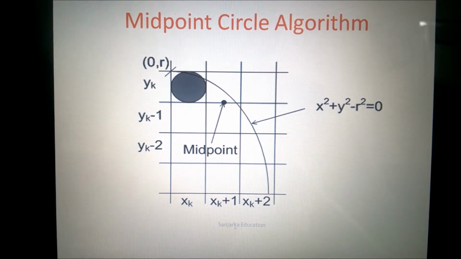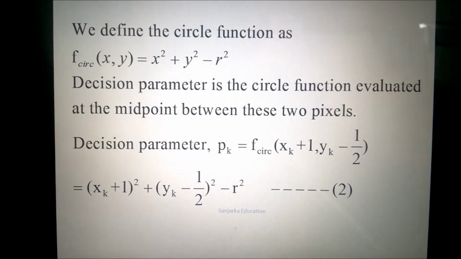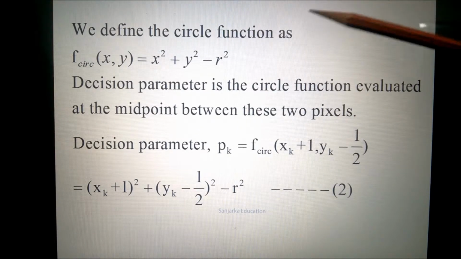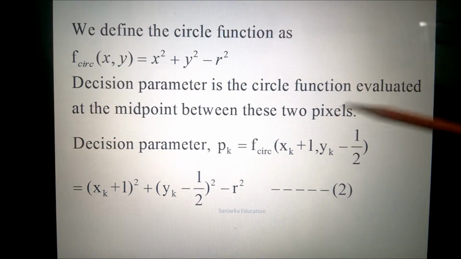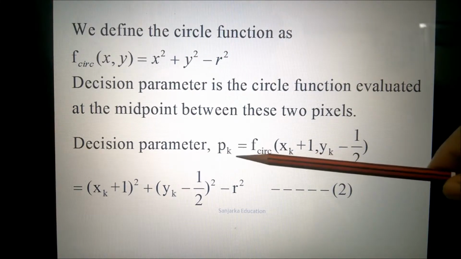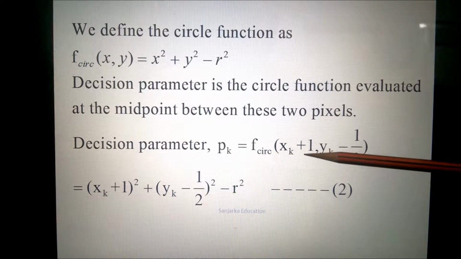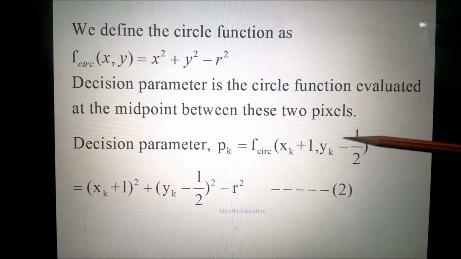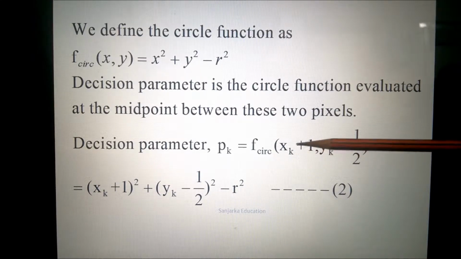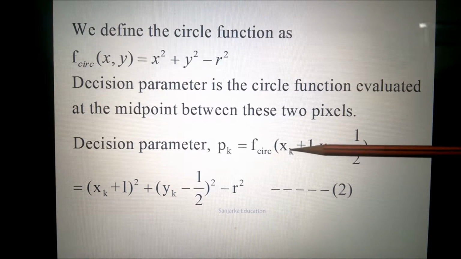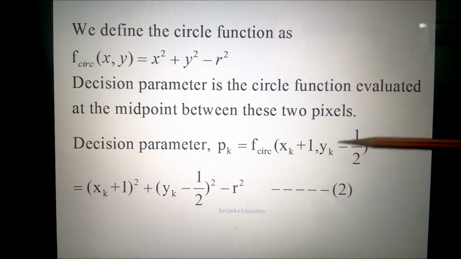Now, we can express the circle equation by these functions. And then we find a decision parameter pk, and already I told we are choosing the midpoint. For the decision parameter, the x coordinate will be incremented by 1, and we are taking the midpoint of the two pixels, which are the possibilities to be selected.